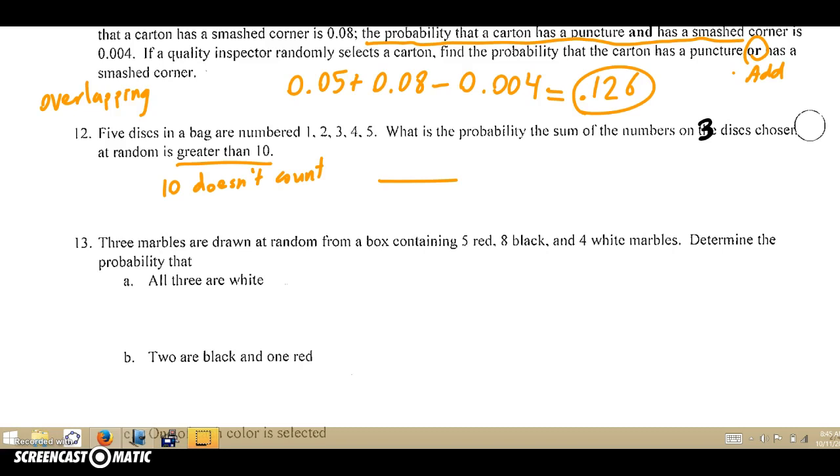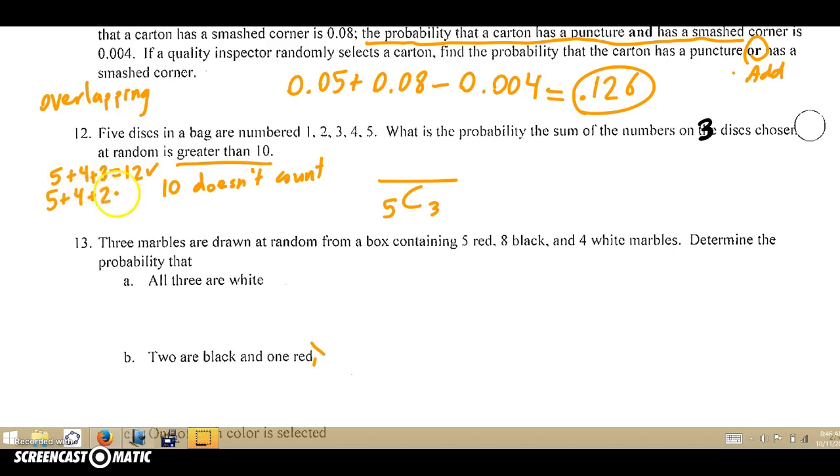Does it matter if I draw 1, 2, 3 or 3, 2, 1? No. So this is a combination. So there's 5 total discs out of, and I'm picking 3 out of those 5. The top, though, I need to figure out how many ways can I get over 10, right? So what ways will that happen? 5, 4, and 3. That'll add up to be 12. That's bigger than 10. Always start with the bigger numbers first, right?